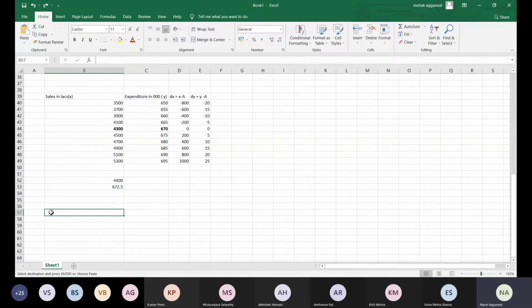And the coefficient of correlation always lies between -1 and 1. In any case, if the value comes out to be greater than 1 or less than -1, you see that there will be some error in your calculations. The correct answer of the correlation coefficient always lies between -1 and +1. It cannot be greater than 1, it cannot be less than -1. Fine, any doubts up to now?